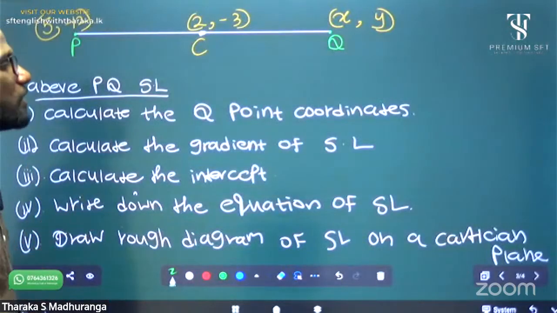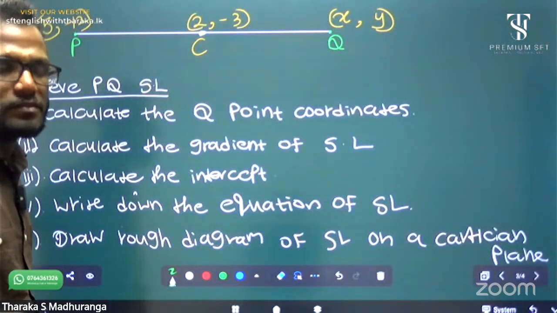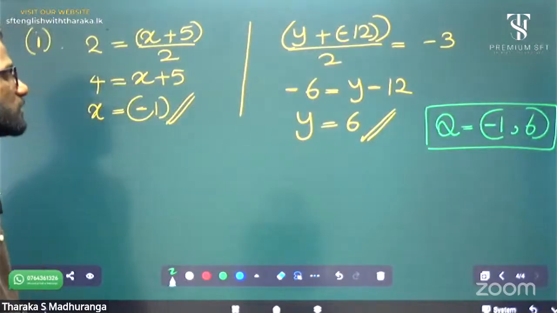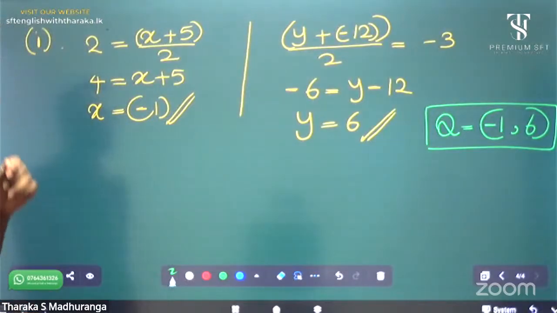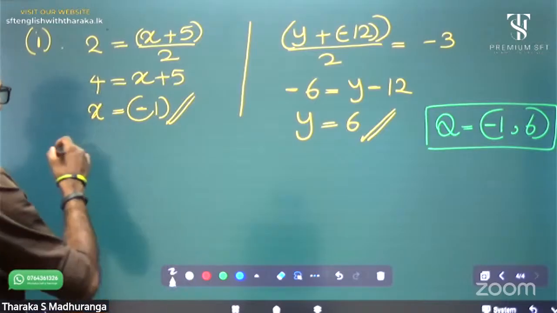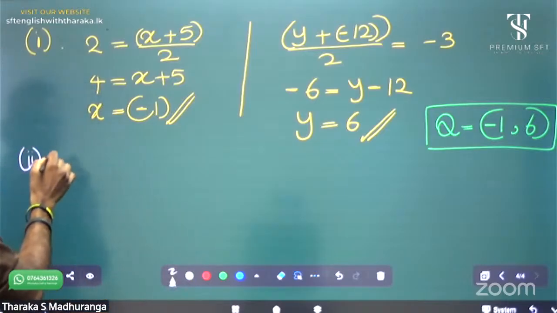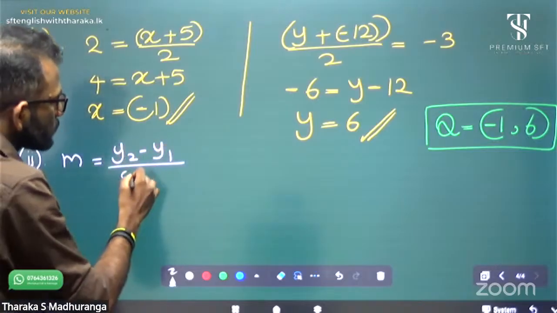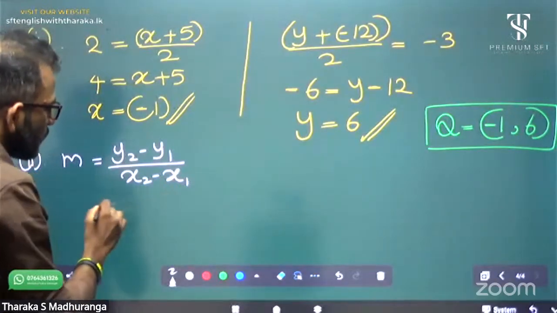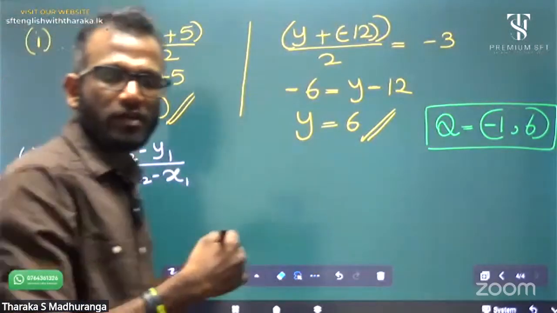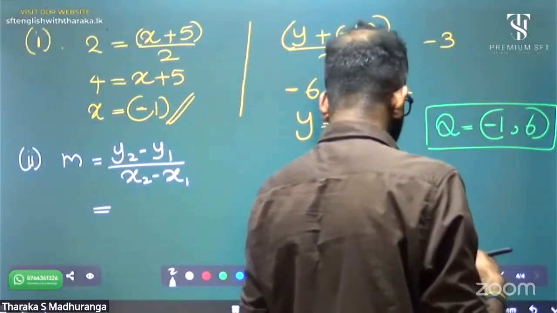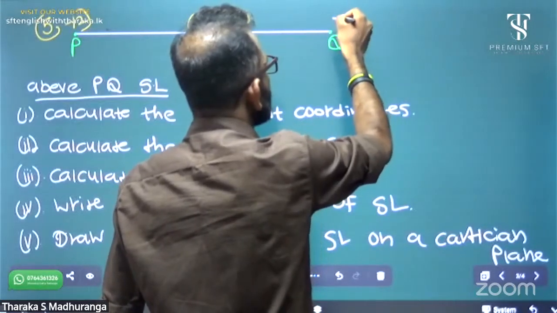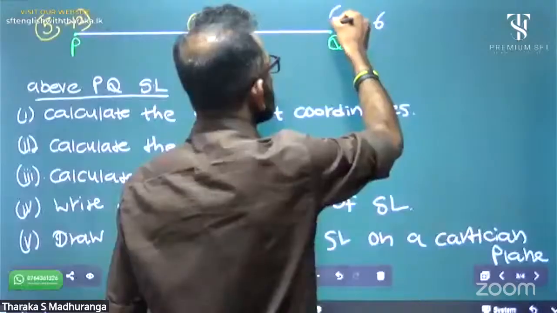Calculate the gradient of this straight line. How to calculate the gradient? Very simple. The gradient m equals y2 minus y1 over x2 minus x1. How to calculate y2 minus y1? The y coordinate value of minus 1 comma 6.